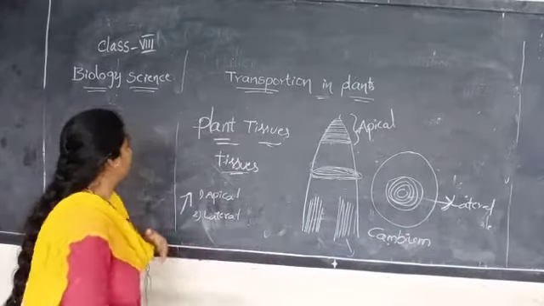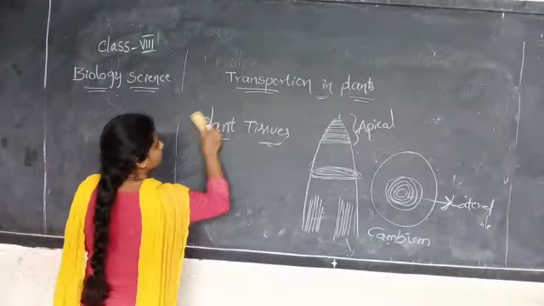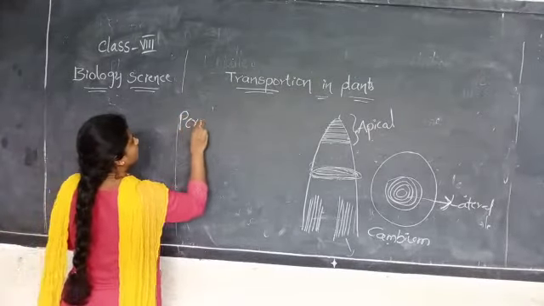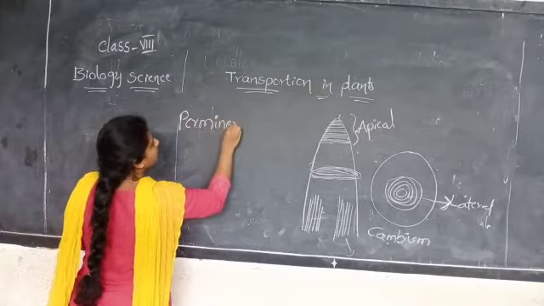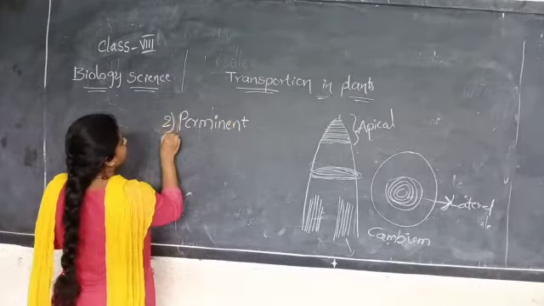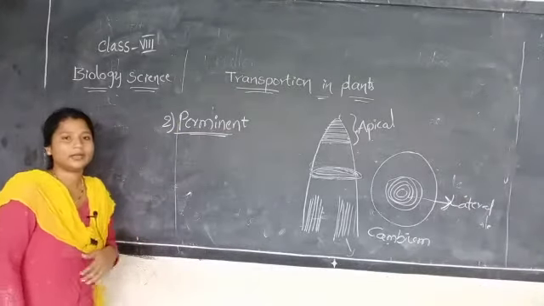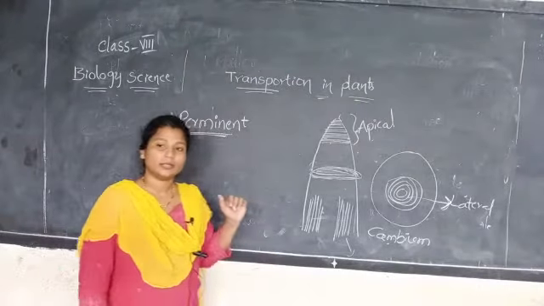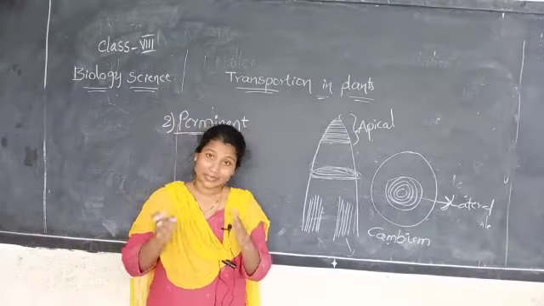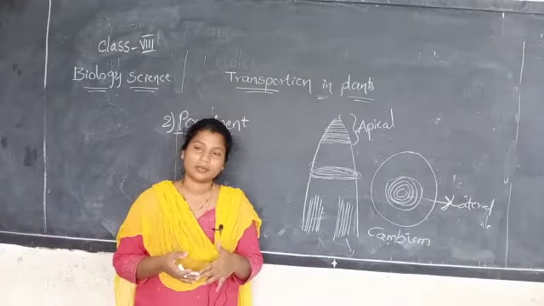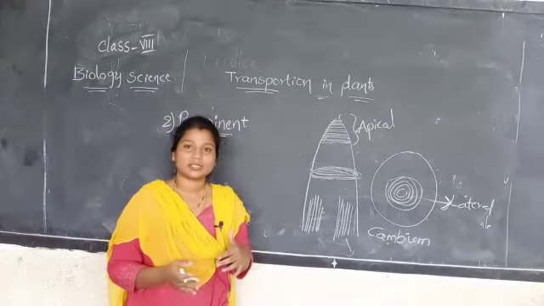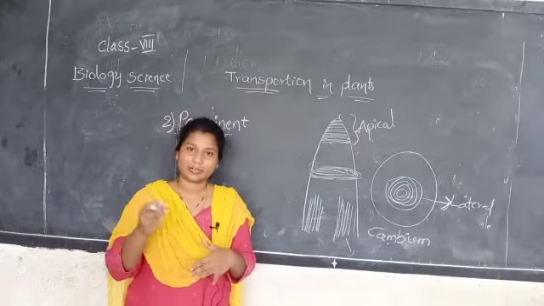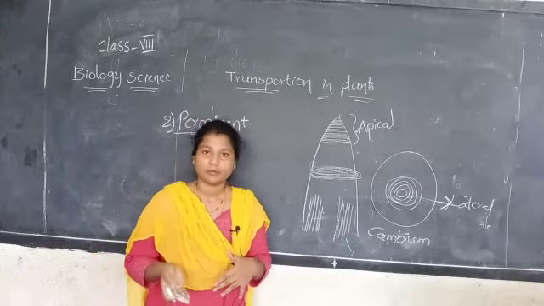The next one is permanent tissue. What is permanent tissue? It is nothing but mature meristematic tissue. Why? Because in the beginning, the new cells divide very rapidly, so the growth also occurs very rapidly. Later, when it comes to the final stages, it matures.